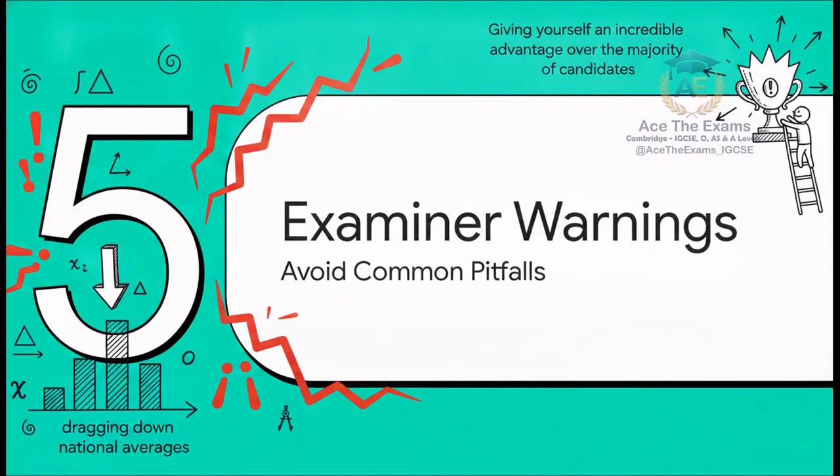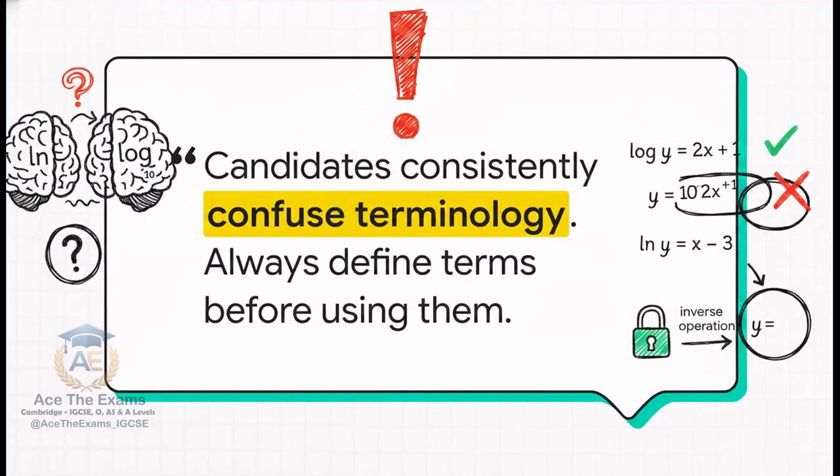Section 5. Top Examiner Warnings. Okay, let's look at the absolute worst pitfalls you must avoid, pulled straight from the principal examiner reports. These are the fatal, easy-to-make errors that consistently drag down national averages every single year. By simply being aware of them right now, you are immediately giving yourself an incredible advantage over the vast majority of candidates. This is a massive red flag from the examiners themselves.